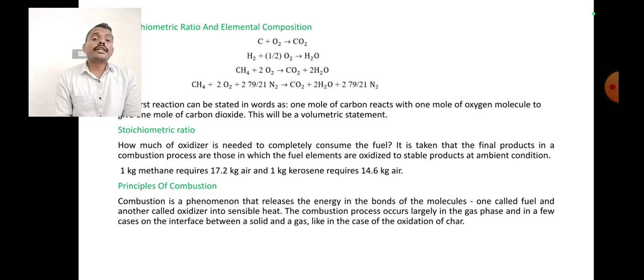Next is the stoichiometric ratio. What is meant by stoichiometric ratio? It is how much air is required for complete combustion of a fuel. Suppose we use methane as a fuel, the stoichiometric ratio is 17.2 kg, meaning for complete combustion of 1 kg of methane, we require 17.2 kg of air. Same case for kerosene: for 1 kg of kerosene fuel, we require 14.6 kg of air for complete combustion of the kerosene fuel. Next is the principle of combustion.